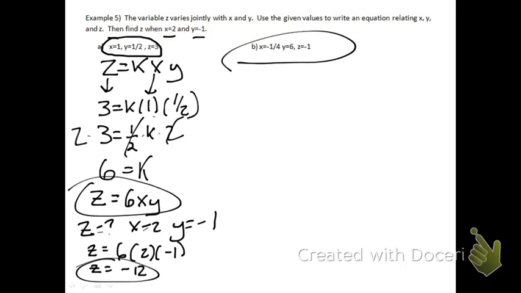Again, it's z varies jointly with x and y, so you should start with that same formula. Figure out the k value, write your equation, and then substitute in the new values to find your z value.